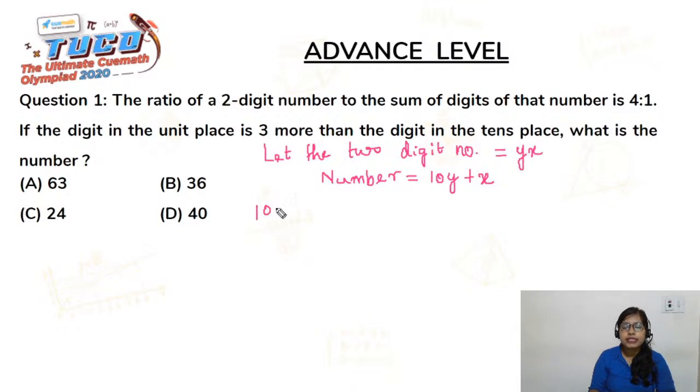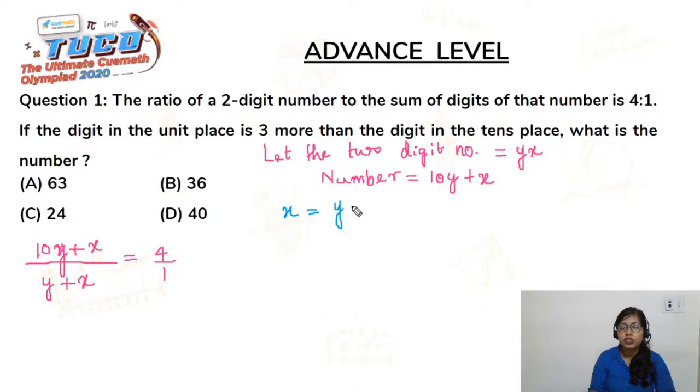Now we know that this number's ratio, so let me just write it down here. This number's ratio, which is 10y plus x, divided by the sum of its digit is the ratio, which is 4/1. And also it's told if the digit in the units place is 3 more than the digit in the tens place. That means the units place digit is x and it is 3 more than tens place digit, which is y plus 3. So in place of x, what I could do is I could substitute y plus 3.